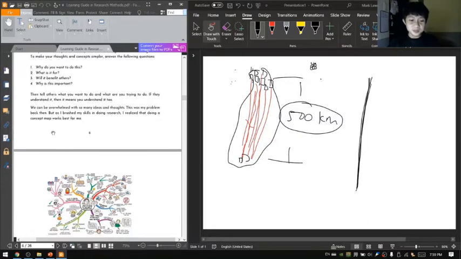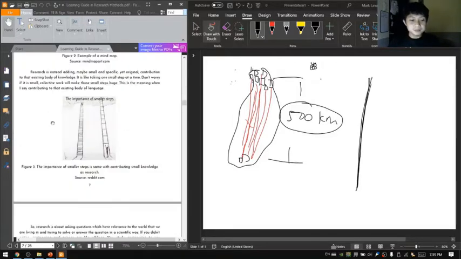Okay, because obviously you can be overwhelmed with a lot of questions. You can be overwhelmed with a lot of ideas, so many ideas and thoughts. But again, the first step is to find a problem. Research is adding a small and specific original contribution. Yeah, so that's it, because it's really difficult for you to create something.